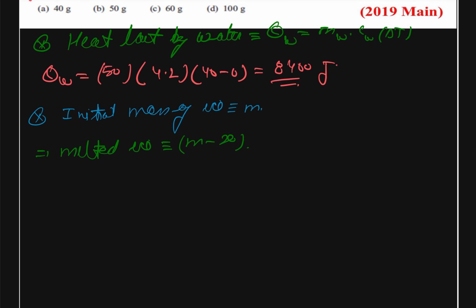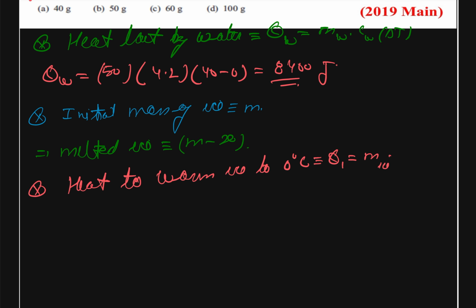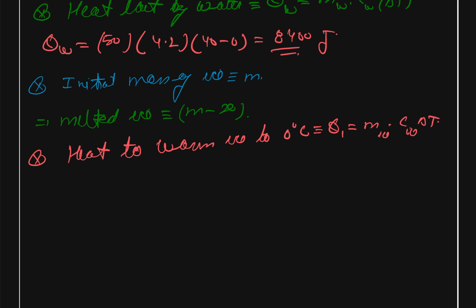Now we come to the melting of the ice or heat absorbed by the ice, and first will be our heat to warm ice to 0 degree centigrade, and that is suppose our Q1 will be equal to the mass of the ice multiplied by specific heat of the ice and delta T, and we get Q1 will be equal to mass of the ice is our m, specific heat is given as 2.1, and we have this 20. So this we get as 42 times m.